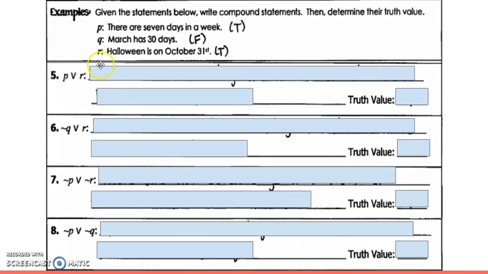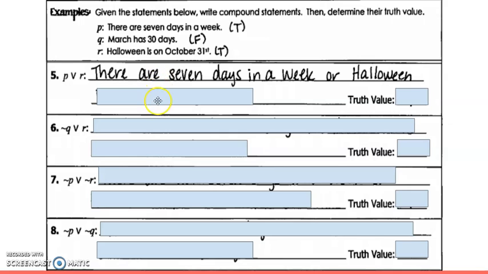Couple more examples with our P, Q, and R. So now we're looking at some OR statements. So the first one is P or R. So there are 7 days in a week, or Halloween is on October 31st. Now remember, for the truth value for an OR statement, only one of our statements has to be true. So there are 7 days in a week is true. The Halloween is on October 31st is also true. So we have a true truth value for this compound disjunction.